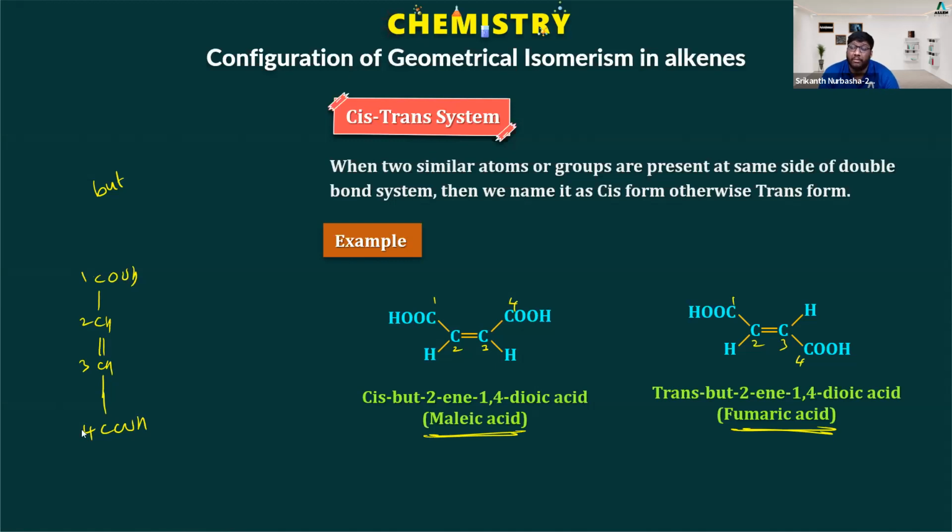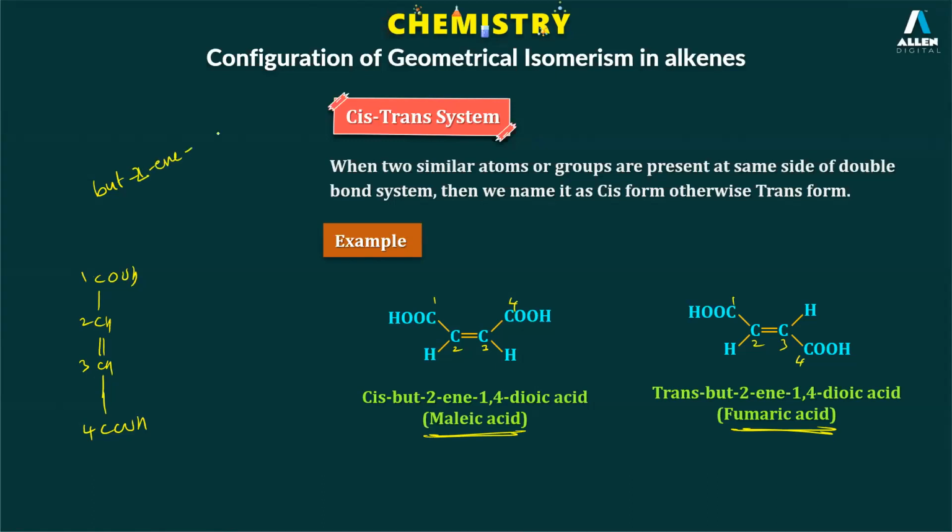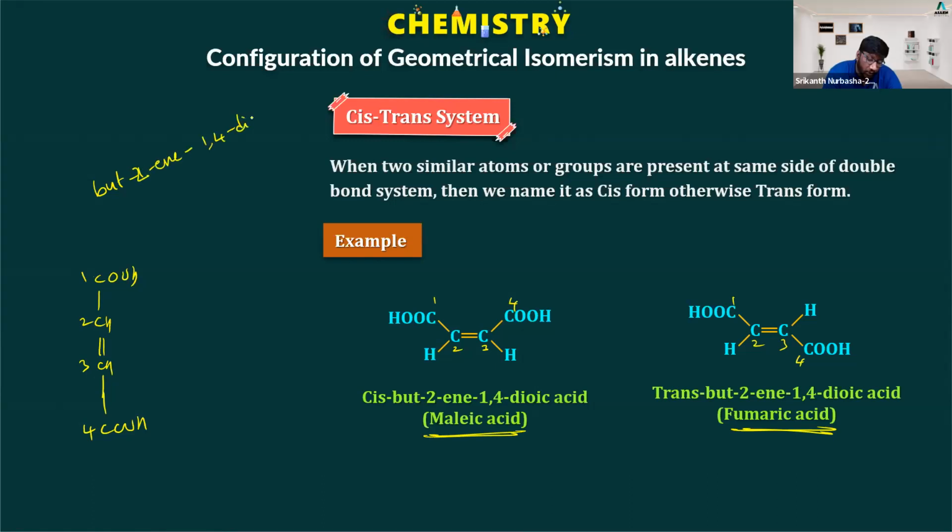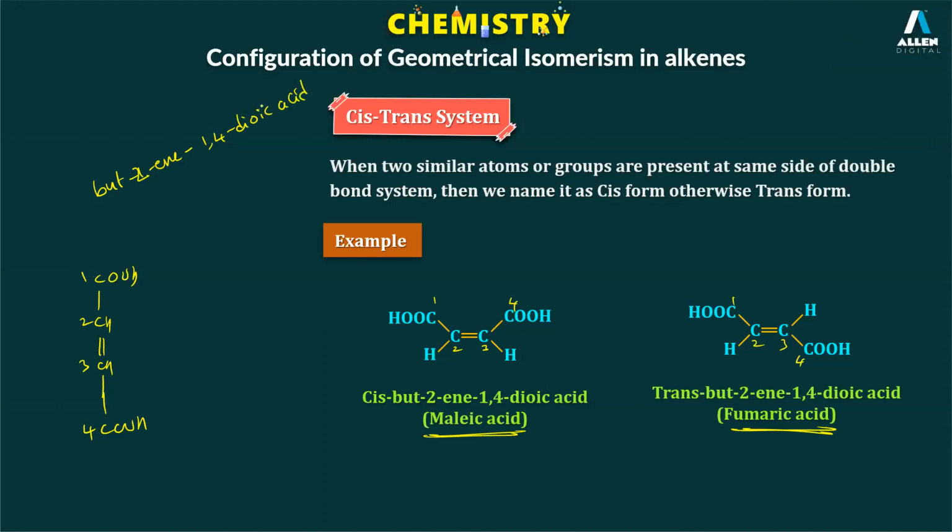Oxalic, maleic, yes or no? All those are common names. What is the IUPAC name I'm asking? But 1, 2, 3, 4 butane carbon atoms are there. 1,2-diene? Butane, but 1-ene or 2-ene? 2-ene, 1,4-dioic acid.